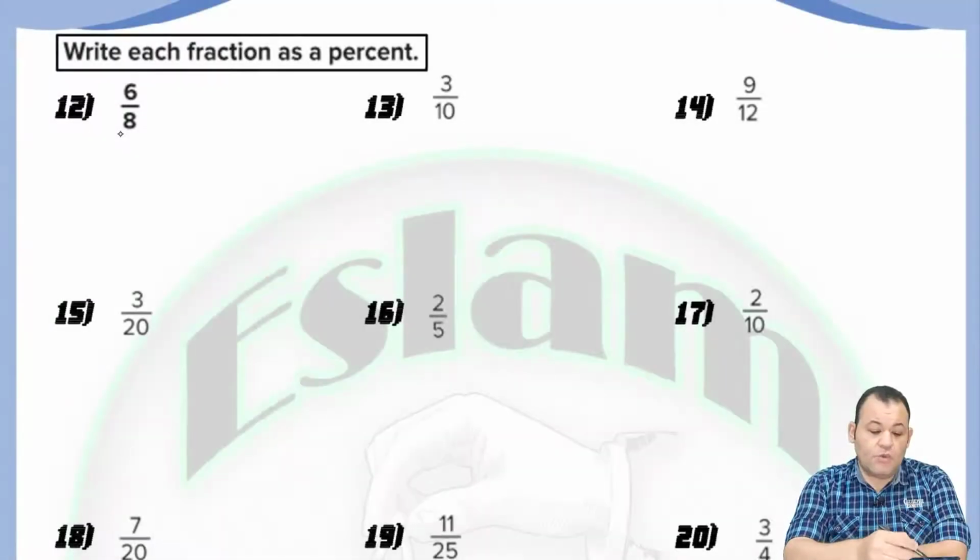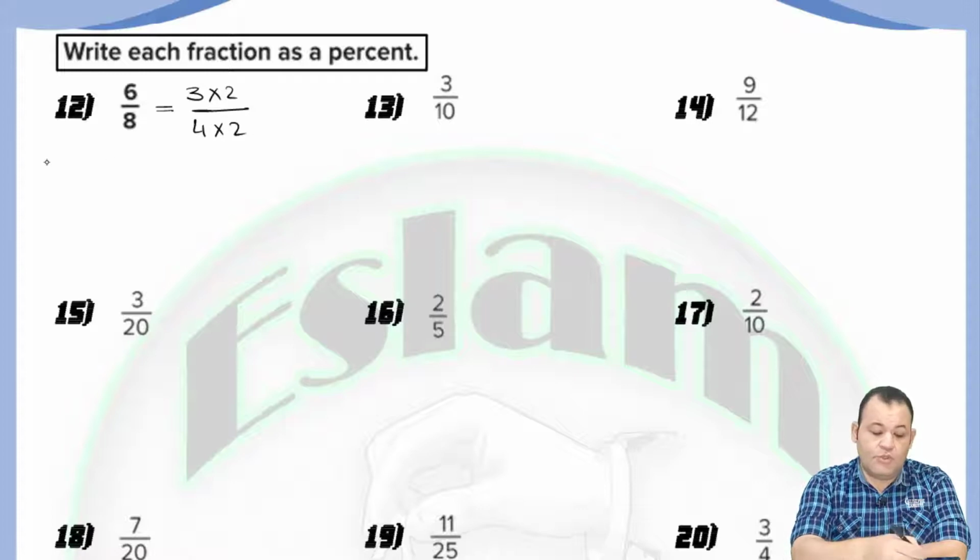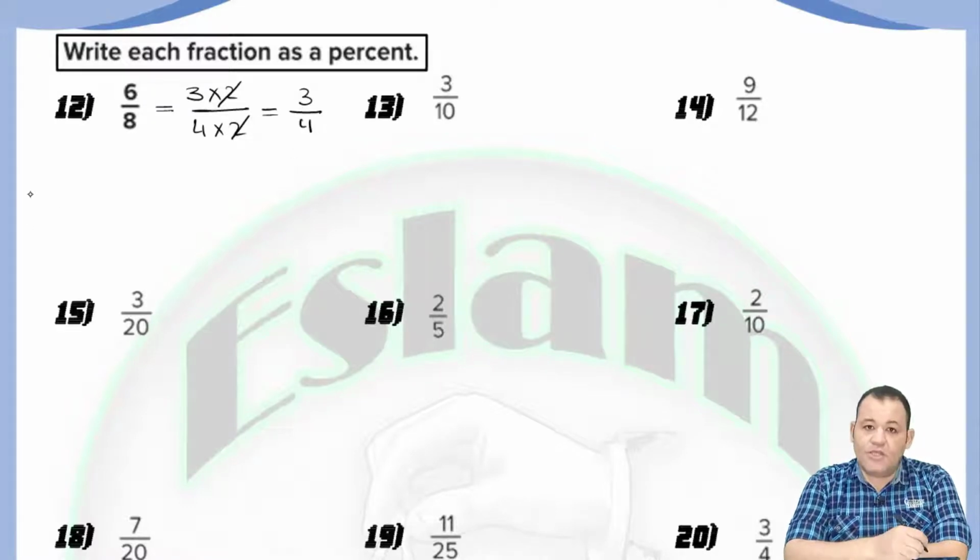In this part of the lesson, we will learn how we can convert from a fraction to a percent. For question number 1, we need to write 6 over 8 as a percent. First, check whether you can simplify the fraction or not. 6 over 8: we know that 6 is equal to 3 multiplied by 2, and 8 is equal to 4 multiplied by 2. We can cancel out 2 and 2. So it will be equal to 3 over 4. Now we have a fraction in the simplest form.